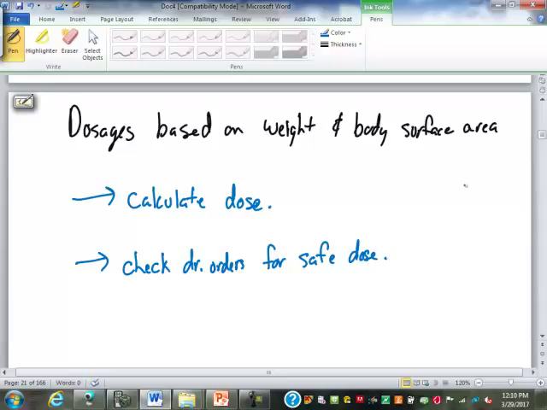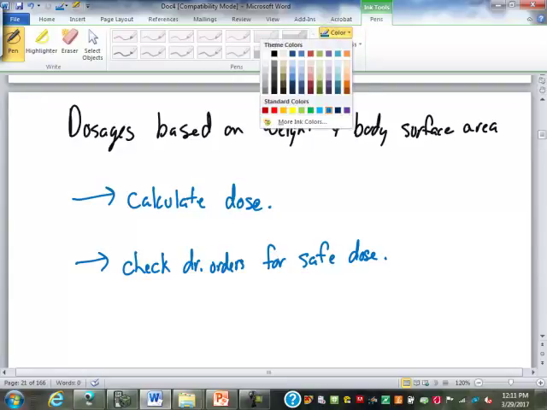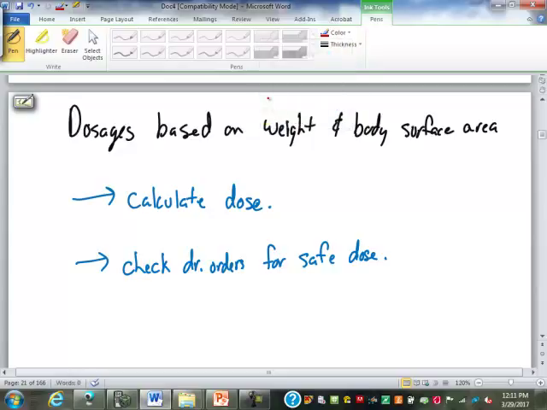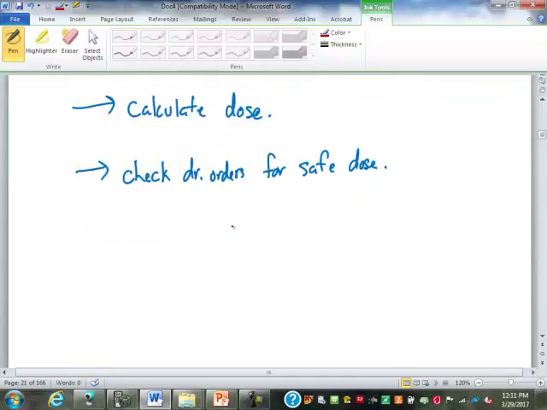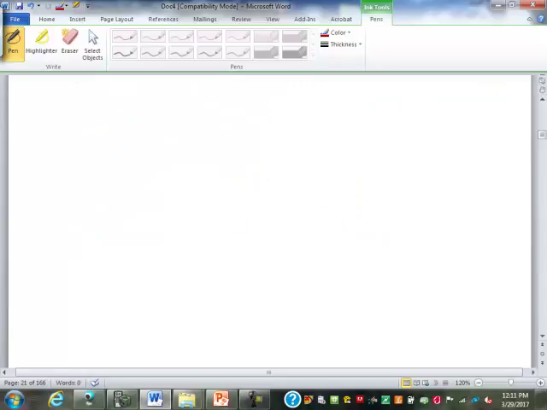So we're checking the doctor's orders for a safe dose. Even if you're working as an RN or medical assistant or whatever, if a doctor prescribes a dose, you are still responsible to double check it to make sure it is a safe dosage. So taking what the doctor has ordered, a certain number of milligrams, and double checking it with the label that may say 2 milligrams per kilogram or whatever. So we're going to start out talking about dosages based on weight.